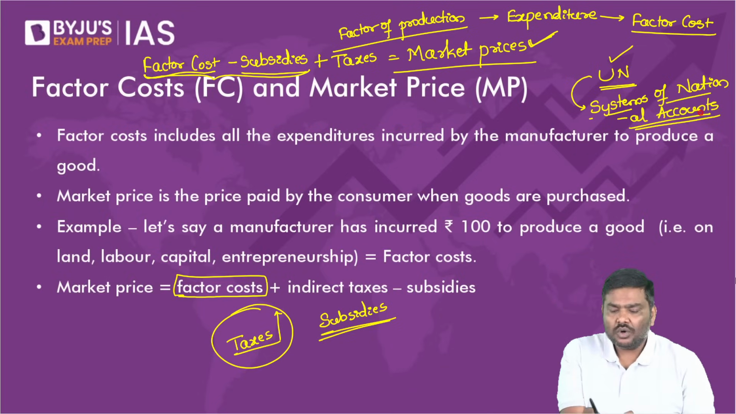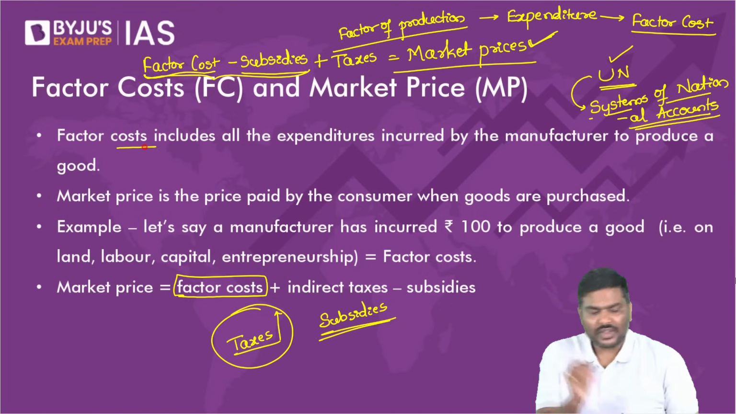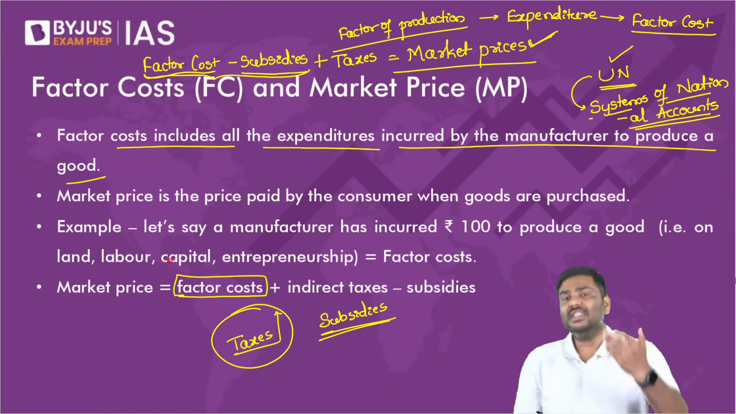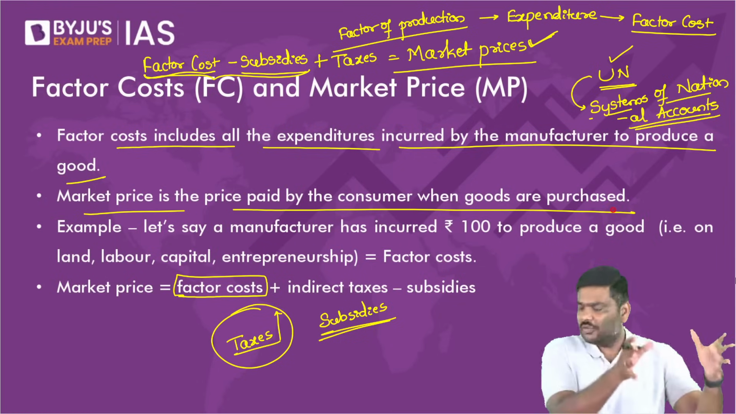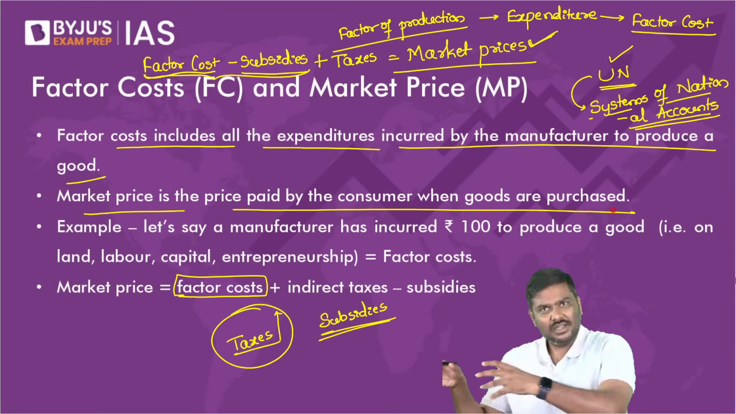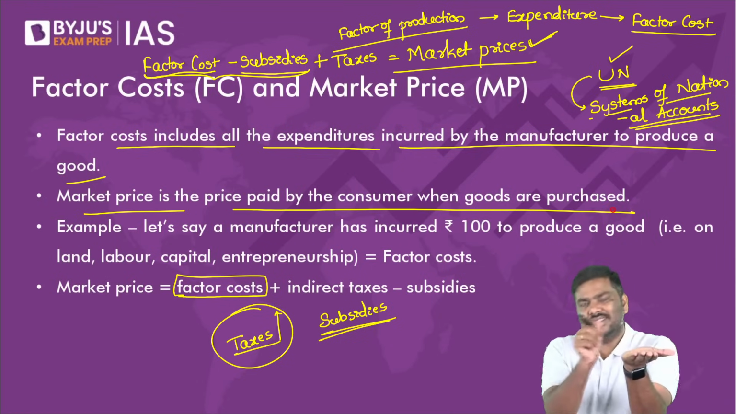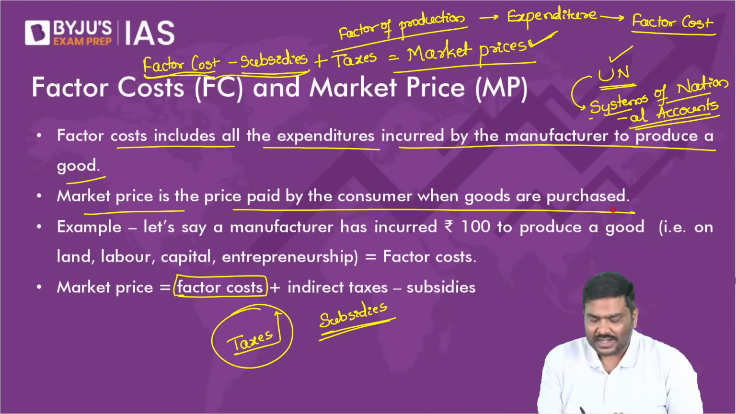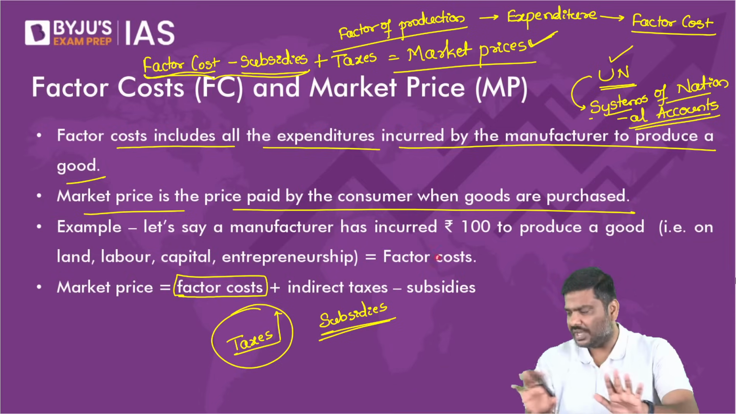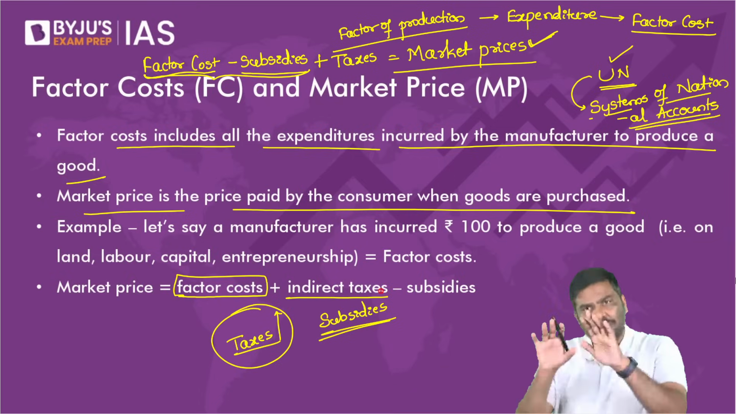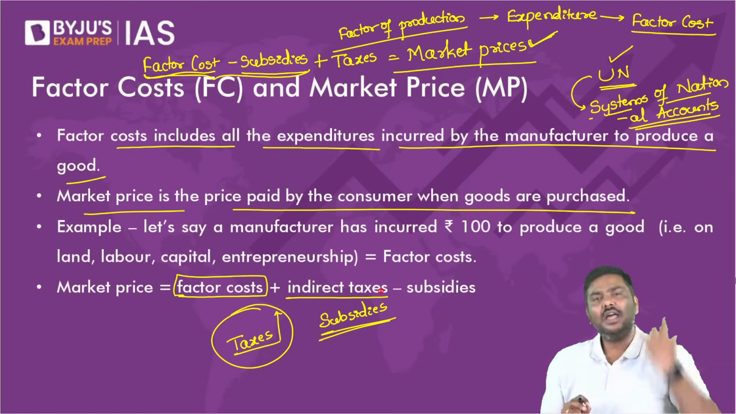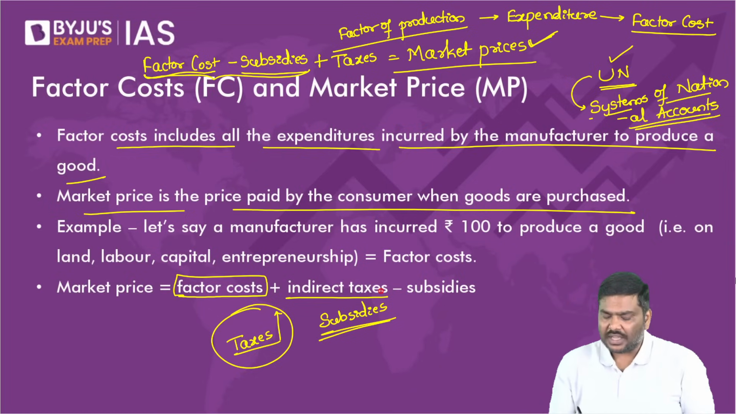Factor cost includes all the expenditures incurred by the manufacturers to produce a good. Market price is the price paid by the customers when they purchase the good. How do we move from the factor cost to the market price? We take the factor cost, subtract subsidies, add taxes, and there is a term called indirect taxes. Please do not worry about it today. When I take up taxation, I promise I'll discuss what indirect taxes mean. The best example for indirect tax is GST, Goods and Services Tax.